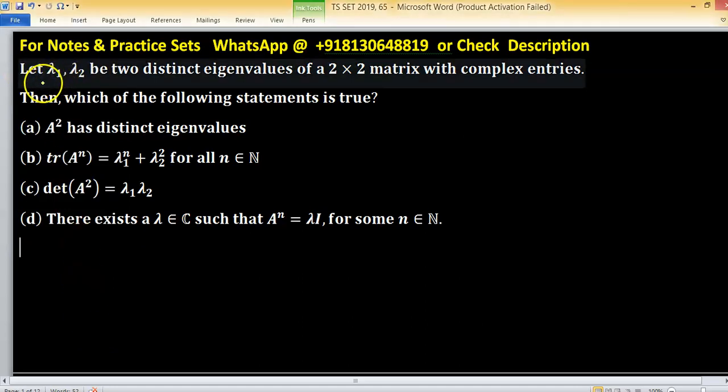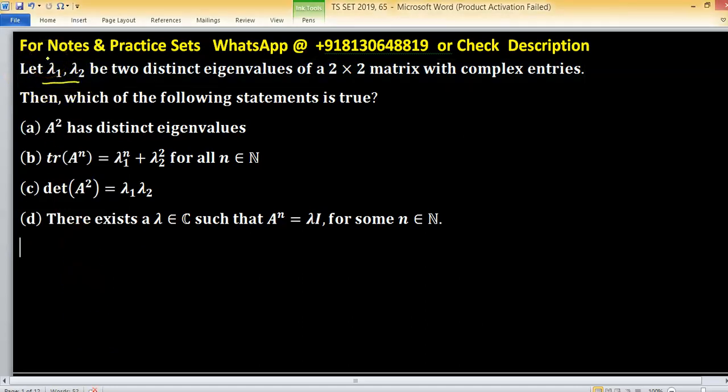Let lambda 1 and lambda 2 be two distinct eigenvalues of a 2 cross 2 matrix with complex entries. Then which of the following statements is true? We have to seek the true statement.